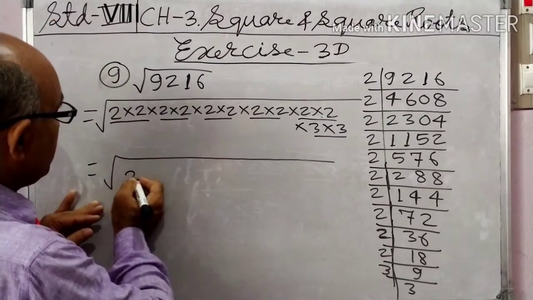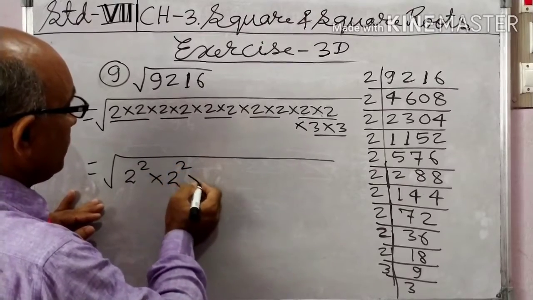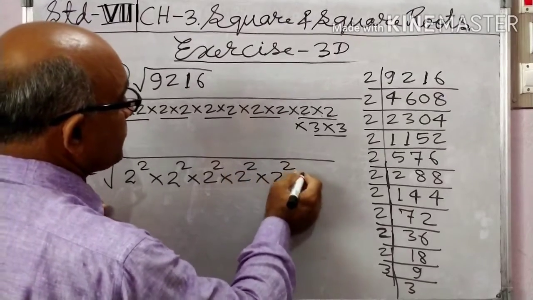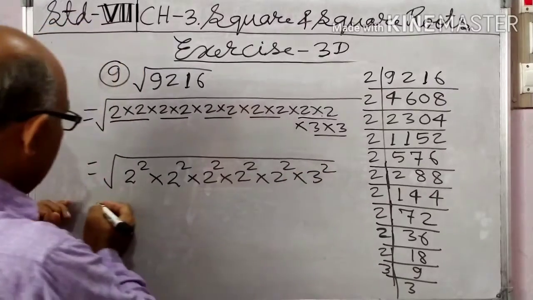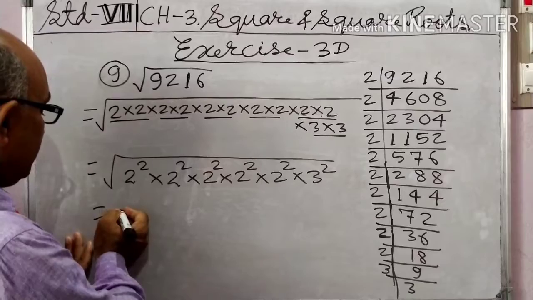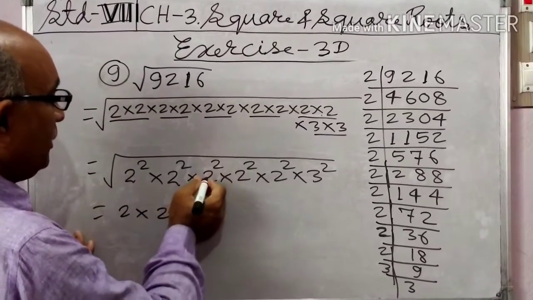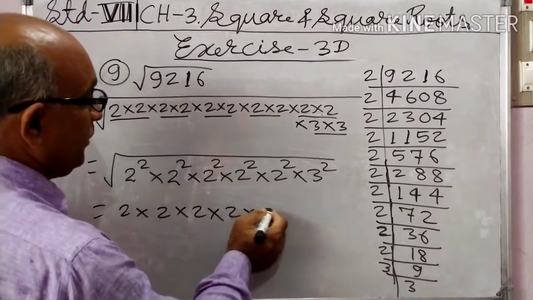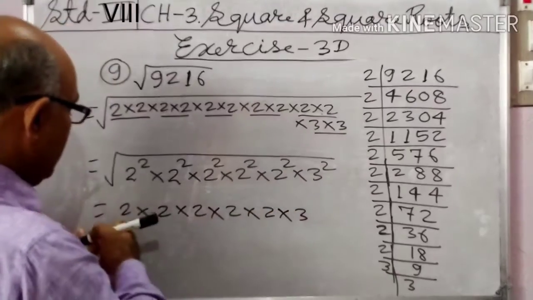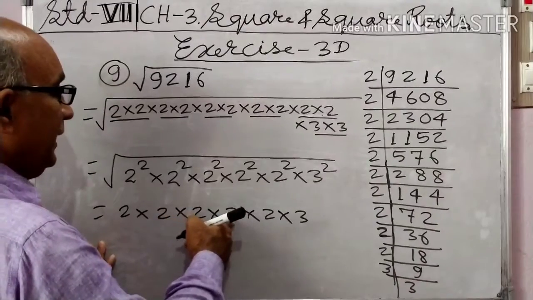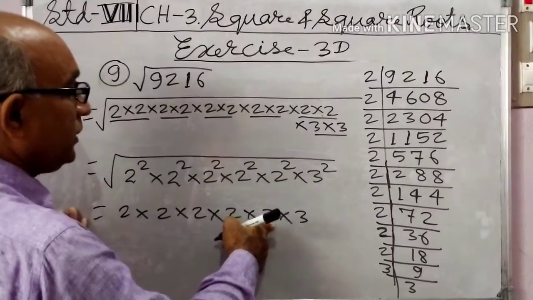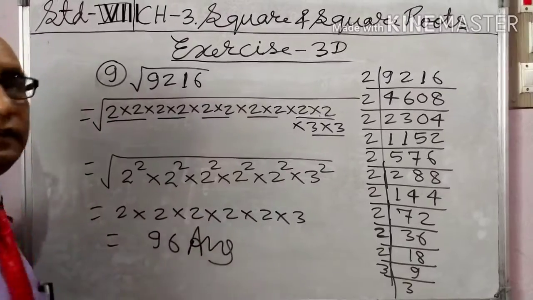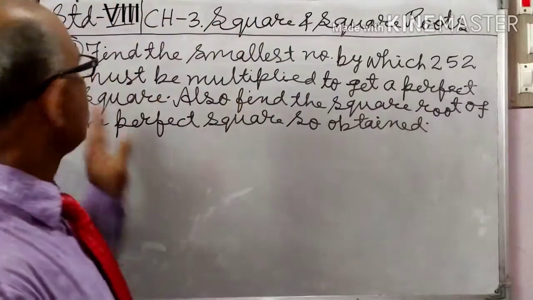So the square root of 2 into 2, 2 squared, five times, and last 3 into 3, 3 squared. The square root of 2 squared is 2, five times, and the square root of 3 squared is 3. 2 2 is 4, 4 2 is 8, 8 2 is 16, 16 2 is 32, 32 3 is 96. Answer. Write it.